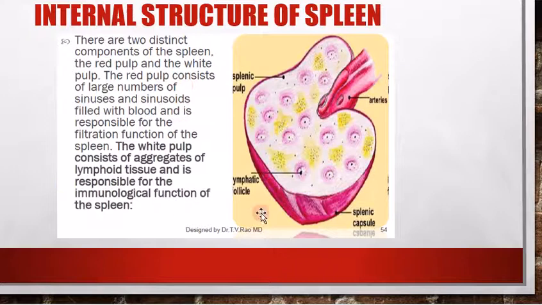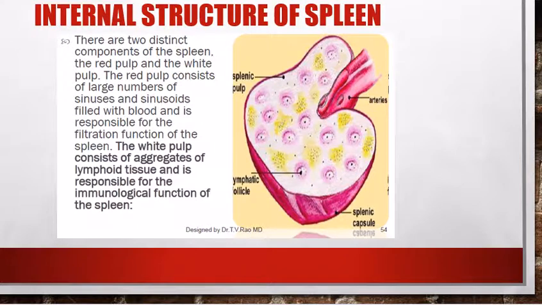Look at the internal structure of the spleen. There are red pulps, and then there is a white pulp in the middle, the red pulp being reddish in color. So these pulps have different functions. The red pulp consists of a large number of sinuses where blood vessels come and go out, and the white pulp consists of aggregations of lymphoid tissue, meaning lymph cells and immunological cells are present in this layer.